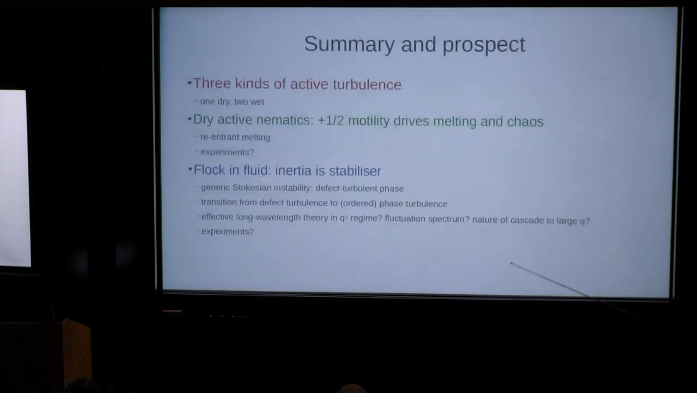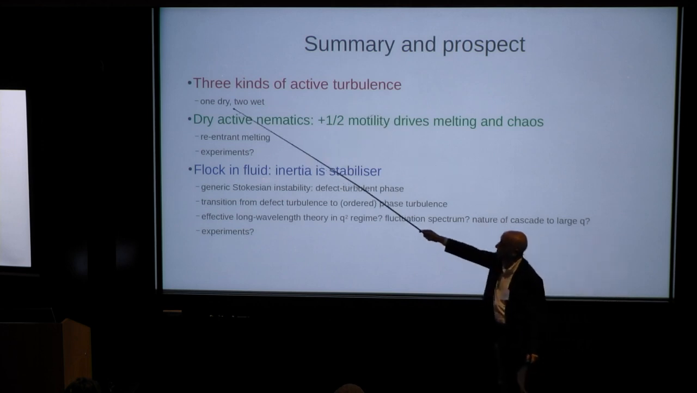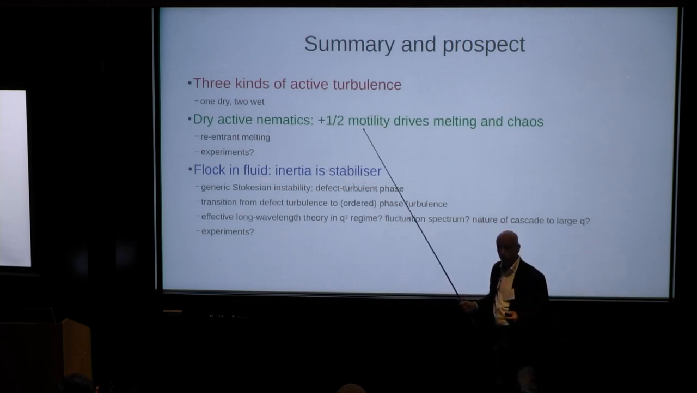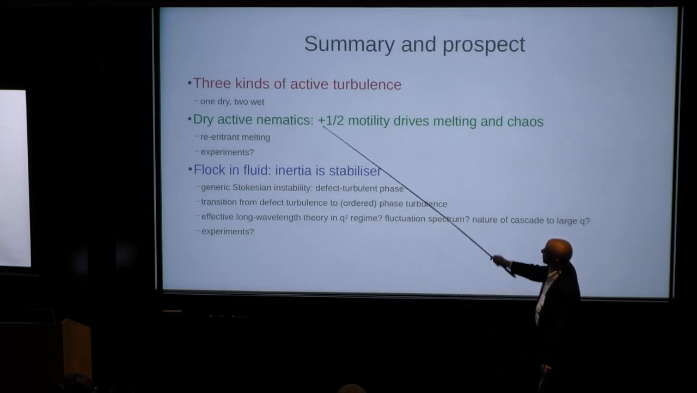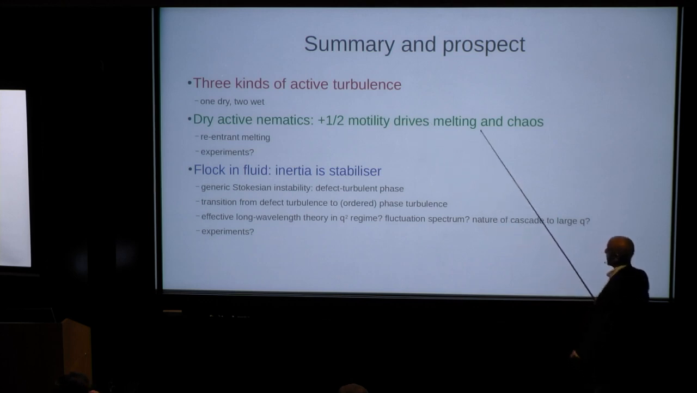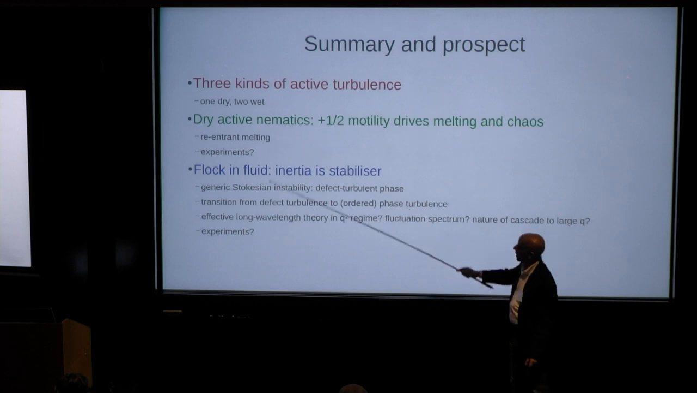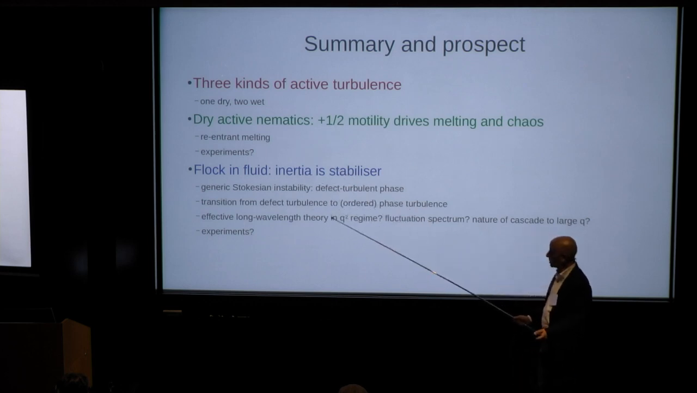So I will actually summarize. We have done measurements of things like the nature of turbulence. I'll say a little bit about it. Basically, what we found is 3 kinds of active turbulence: the one I showed you at the beginning, driven by motile defects, and 2 kinds of turbulence in wet systems. In the dry systems, the motility of the +1/2 defects drives melting and some kind of chaotic state. The melting is reentrant. In a flock in fluid, inertia seems to help stabilize the system.